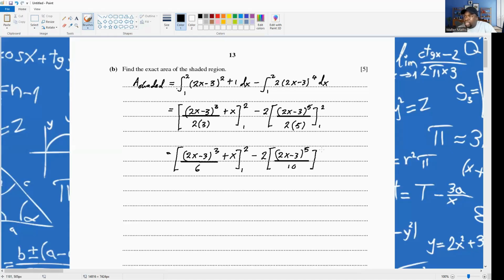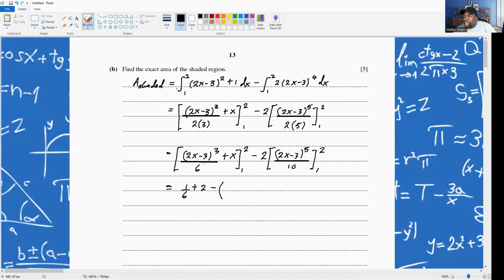So this is what we need to simplify. I'll substitute 2 in the first one right here. Substituting 2, that's 2 times 2, which is 4, and 4 minus 3 is 1. 1 to the 3 is still 1. So it's a sixth. Plus, substituting 2 here, that's going to be plus 2, and it's minus.